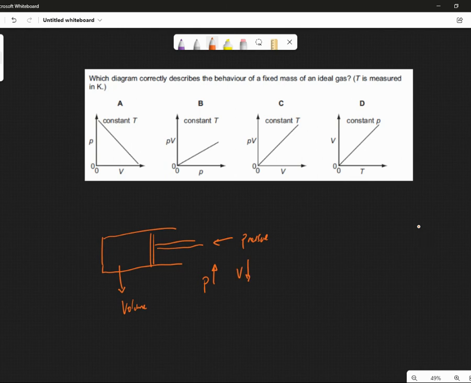Let's have a look at the first one. This says if the pressure is high, the volume is low. So if I increase the pressure, the volume will get smaller and smaller and smaller. On the face of it, that doesn't look like a bad option. Can anyone tell me why A is wrong? If I increase the pressure, won't the volume decrease?